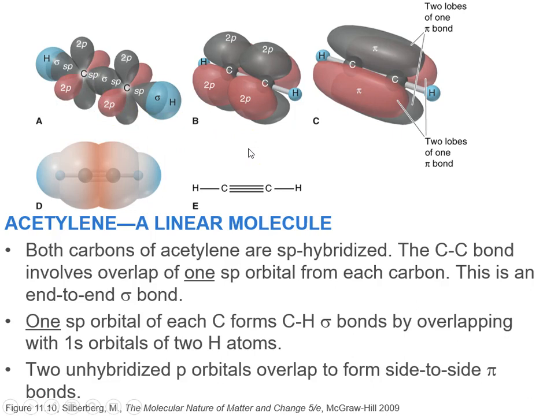So that's going to form the triply bonded carbon. So we have 1 sigma bond, which is end-to-end overlap, and 2 pi bonds, which is side-to-side overlap.